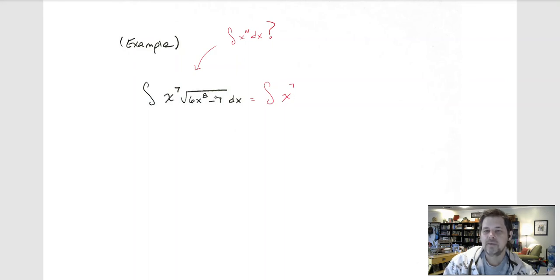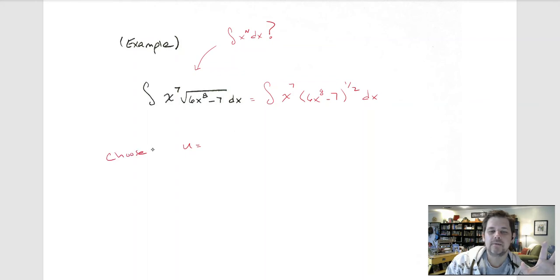So this root right here, instead of writing square root, I'll write (6x to the 8th power minus 7), and then instead of a root, I'll write 1/2 as the exponent, and so dx. All right, so there we go. Now, how do you think you could substitute? I'm going to choose a substitution. I'm going to say u equals something, and that will be my substitution. I have to choose that and figure it out.